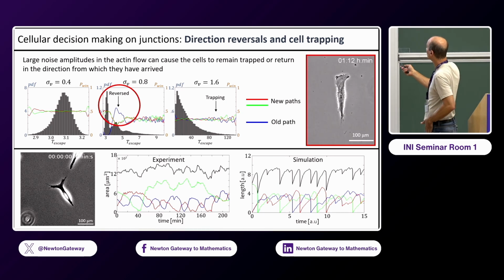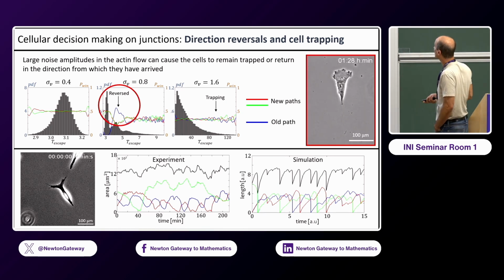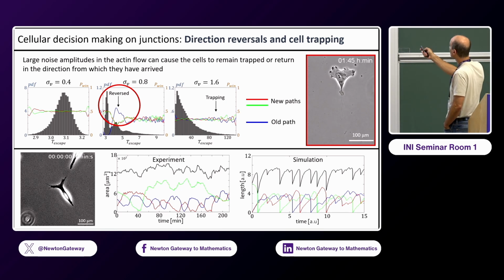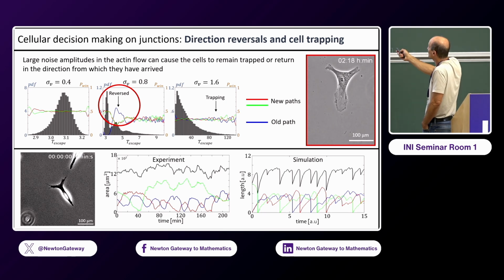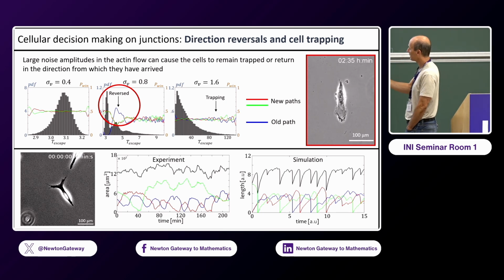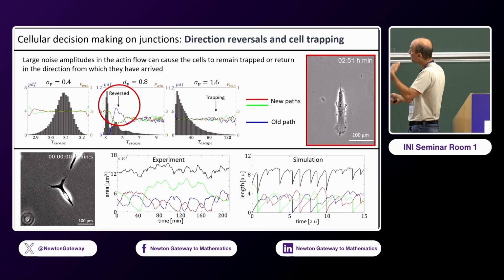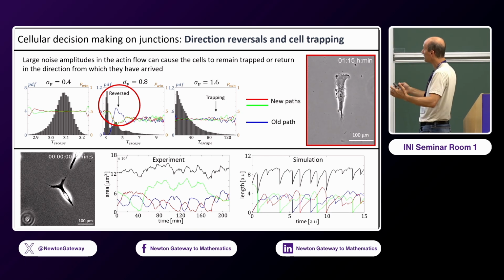Sounds crazy, but in fact we found an example in the experiment where the cell was doing the same thing. It wants to grow two new arms, but instead of just doing that, it reverses direction, as the model predicts. If the noise is even higher, you just have a distribution of escape times.